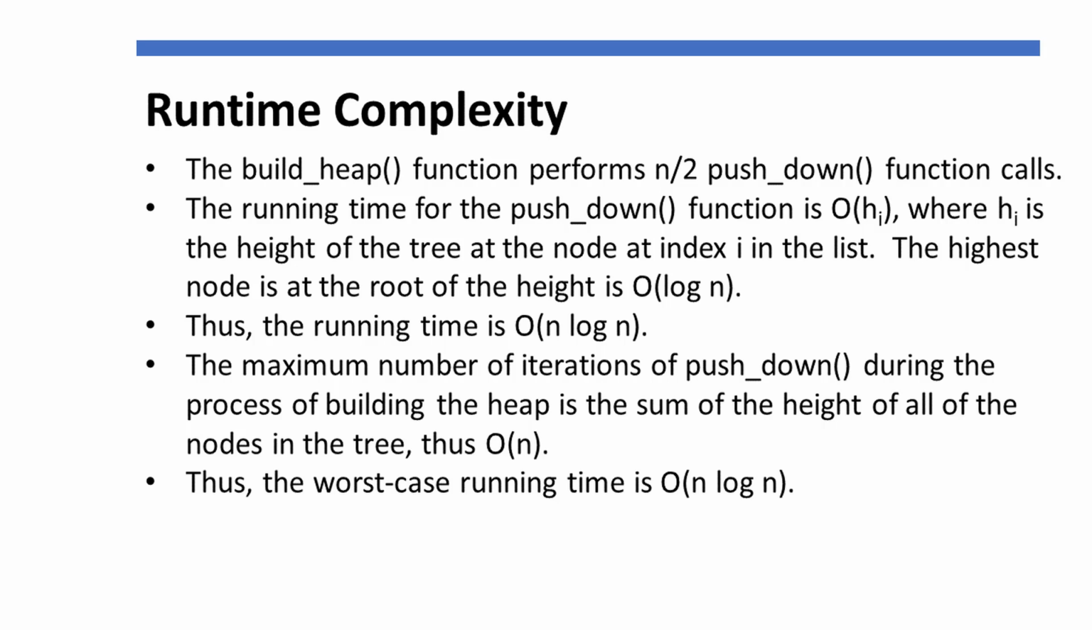The maximum number of iterations of pushdown during the process of building the heap is the sum of the height of all of the nodes in the tree, thus the order of n. The worst case running time is the order of n log n.